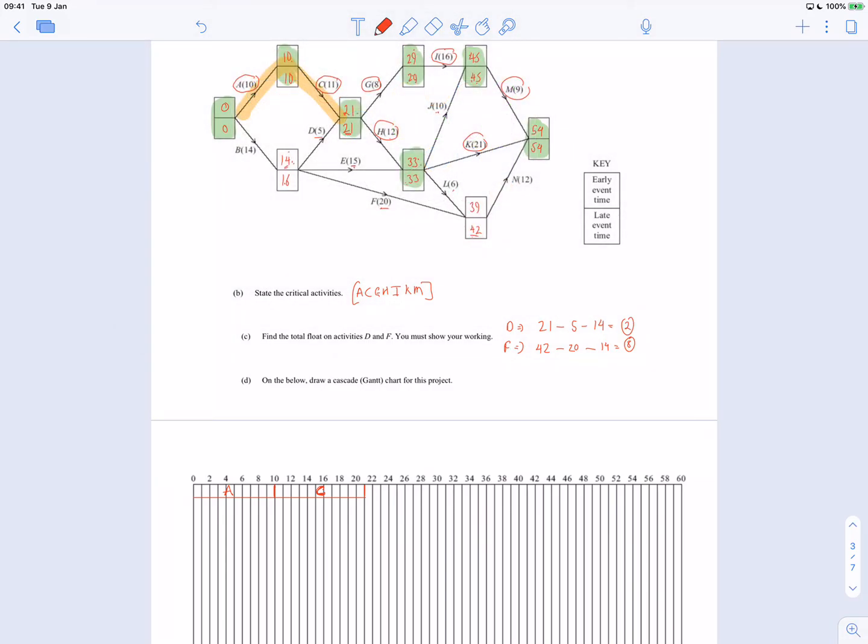And then it could have gone one of two ways. And I'll show you what happens when it splits. G is 8, so let's do G up to 29. So let's have G there. So that's G. And then I is 16, so take me up to 45, which is there.